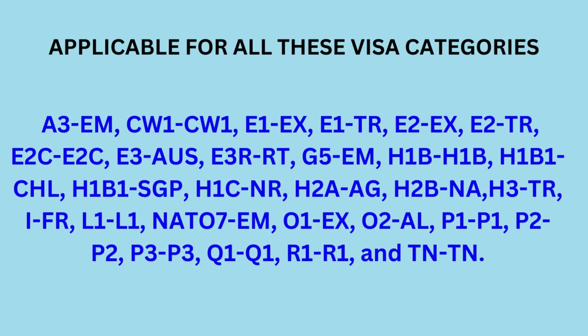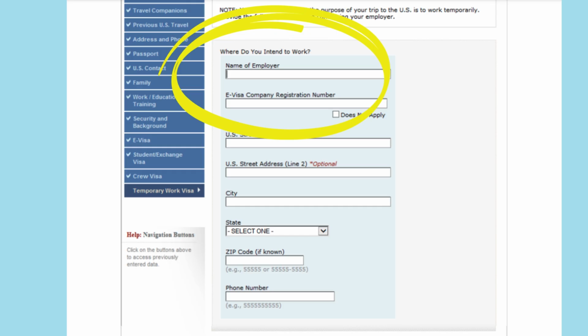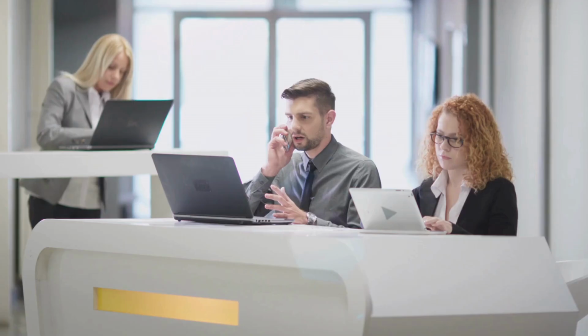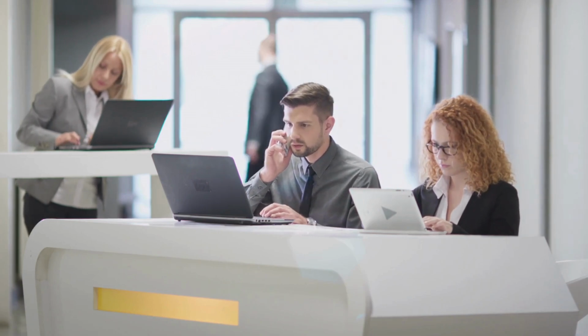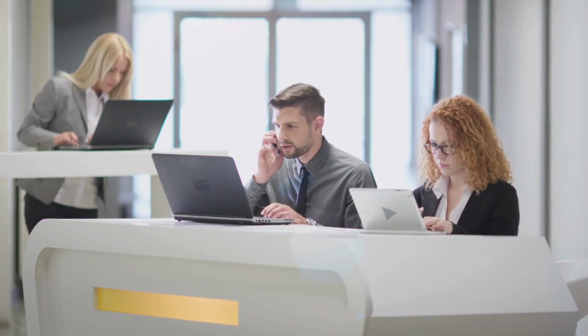Now, if you are applying for a temporary work visa like L visa or H1B, then you will have to fill out an additional section where you will have to spell out specific details about the organization where you will work if your visa is approved. So friends, basically, if you are a student, you will have to fill in the information about the institution where you will study if you get the visa in the US. And if you're applying for a temporary work visa, then you have to fill out details about the organization where you will work if your visa is approved.